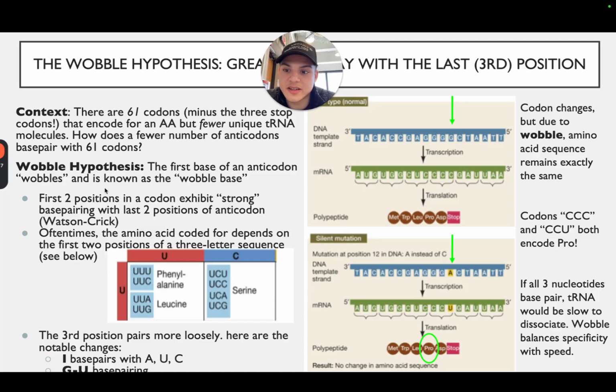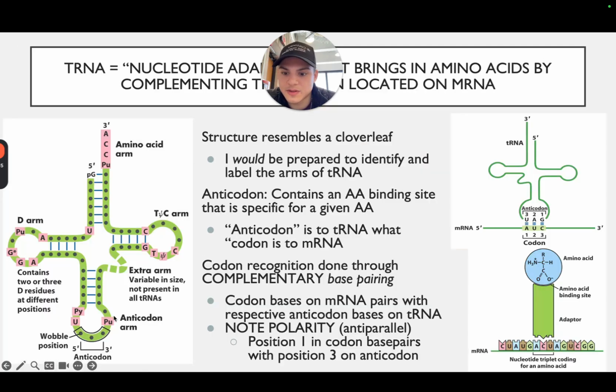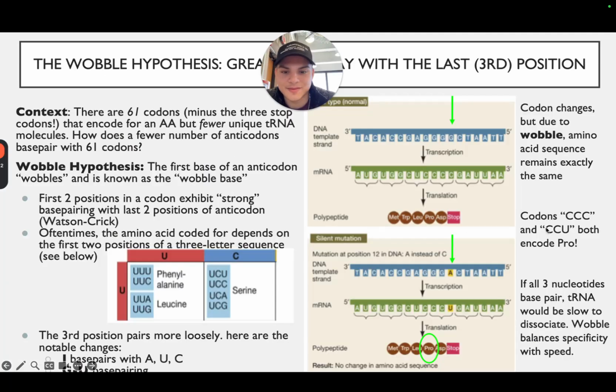So the first base of the anticodon wobbles and is known as the wobble base. For the first base of the anticodon, let me go back so we're not confused, the first base is on the far right. It's base number 3 for the codon, so it's the last one essentially. So just keep that straight. The first 2 positions in the codon exhibit strong base pairing with the last 2 positions of the anticodon, so Watson-Crick base pairing. But oftentimes the amino acid coded for depends on the first 2 positions of the 3-letter sequence.